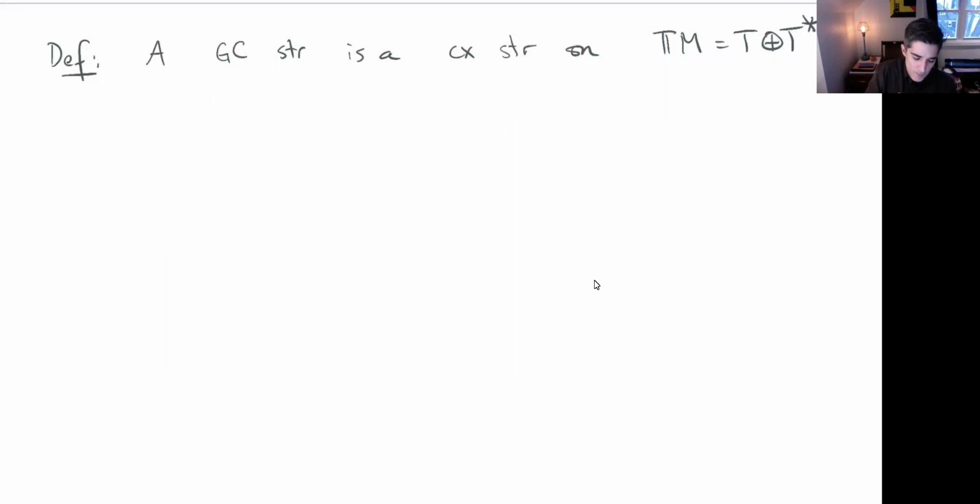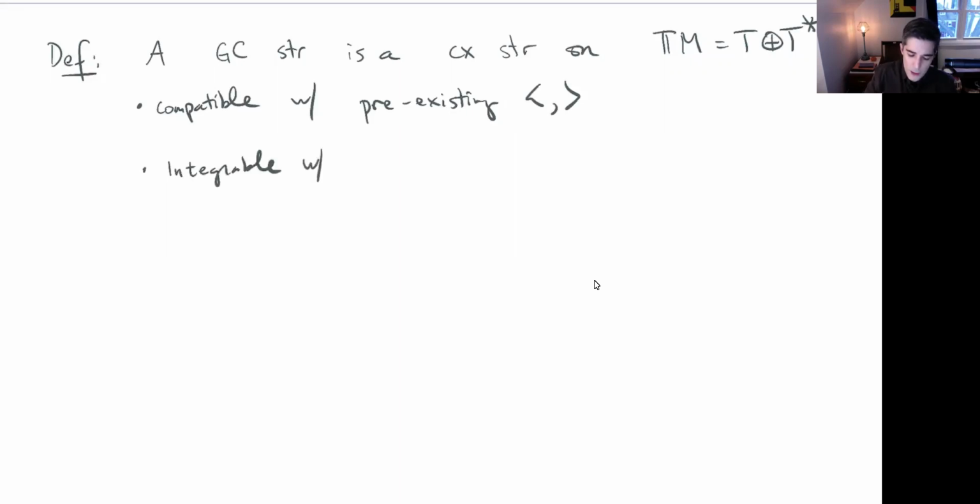It should be compatible with a pre-existing inner product, and it should be integrable with respect to a bracket which extends the Courant bracket, which extends the Lie bracket. So instead of having a bracket only on the tangent bundle, we have one on tangent plus cotangent bundle.